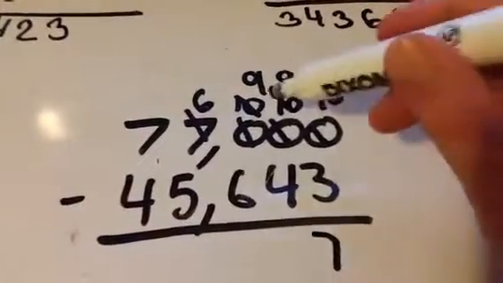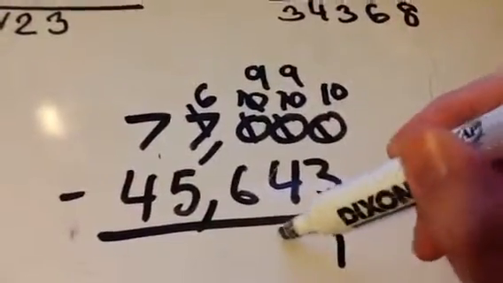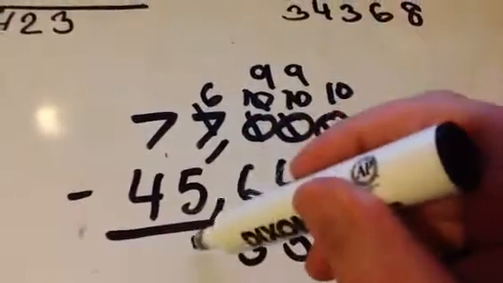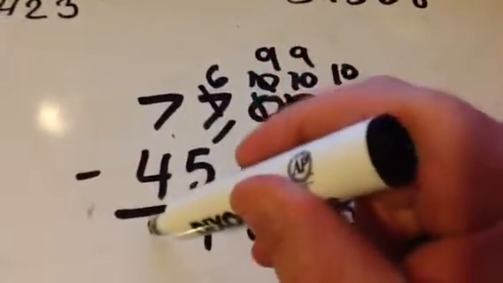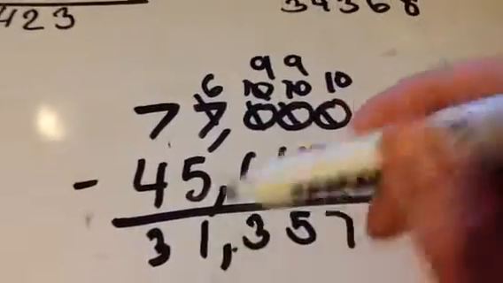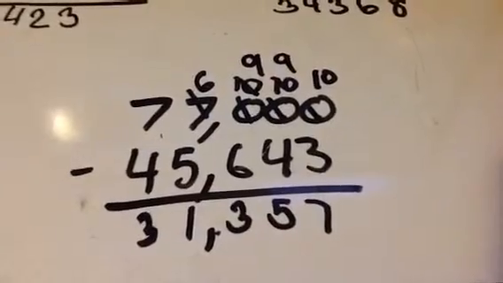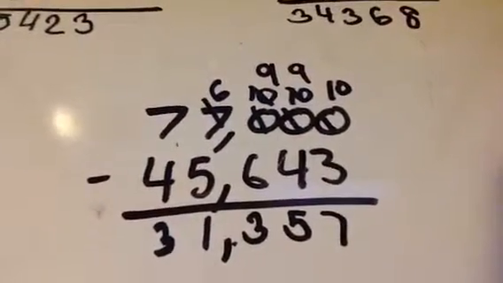10 minus 3 is 7. 9 minus 4 is 5. 9 minus 6 is 3. 6 minus 5 is 1. 7 minus 4 is 3. So our final answer is 31,357. Those are your three answers for your subtraction problems.